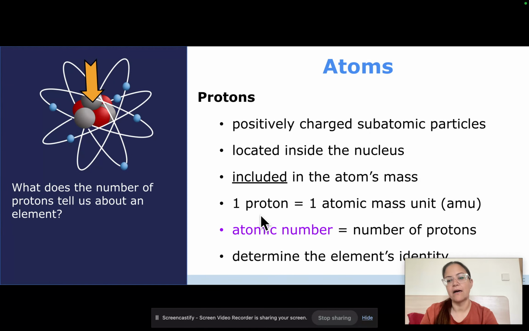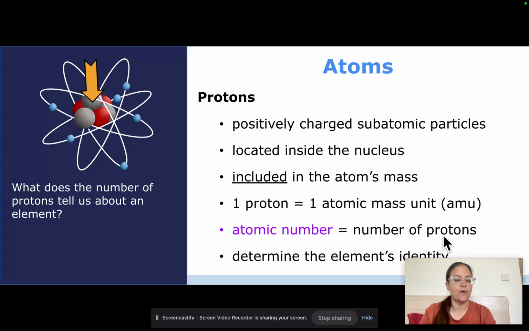So one proton equals one atomic mass unit, or AMU. That's just the unit we use when we talk about atomic mass because it is so small. You cannot measure atomic mass in kilograms or grams because it is so, so tiny. So we had to come up with a new unit to cover that. So atomic mass unit. One proton, one atomic mass unit. The atomic number of an atom is the number of protons.